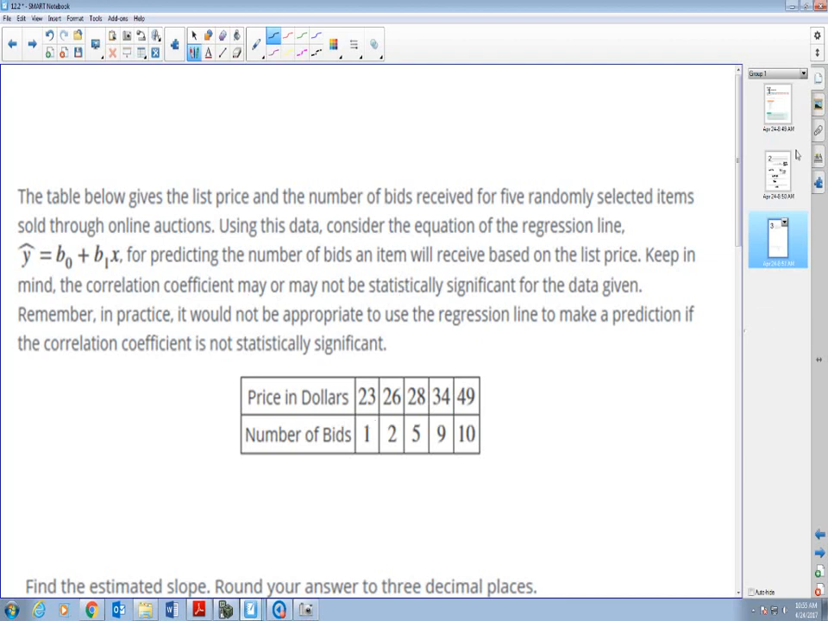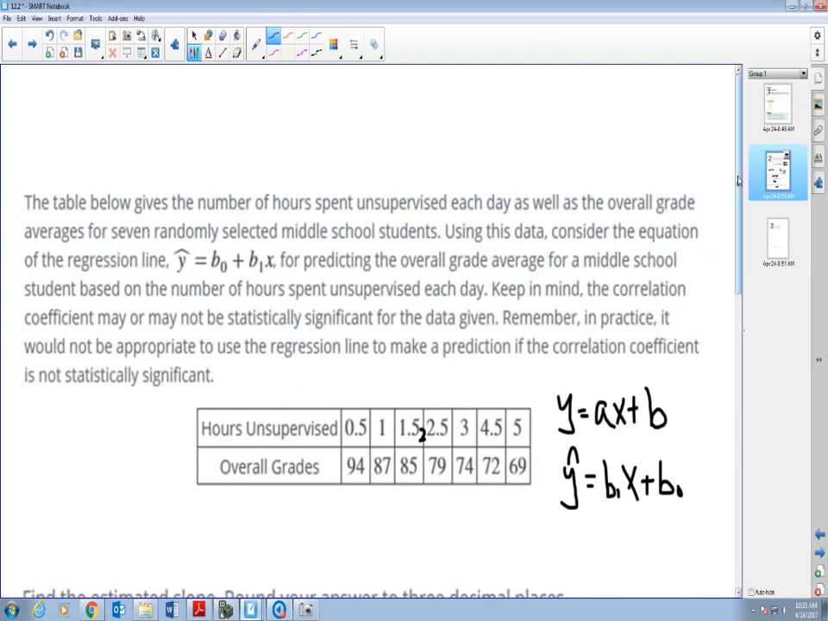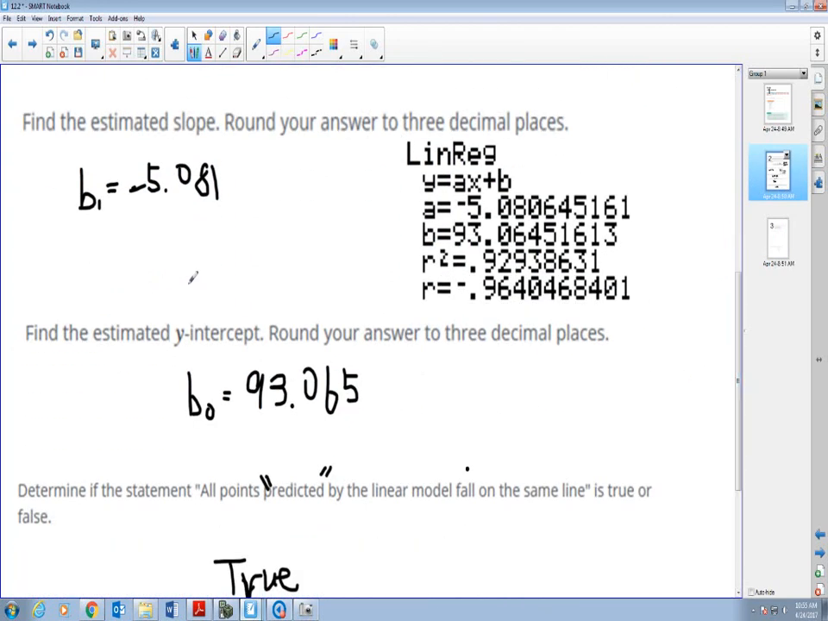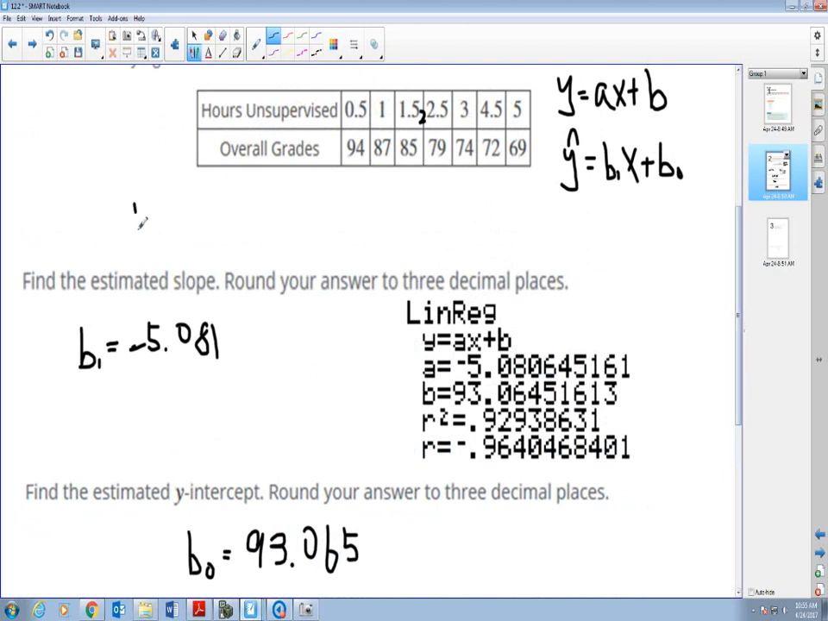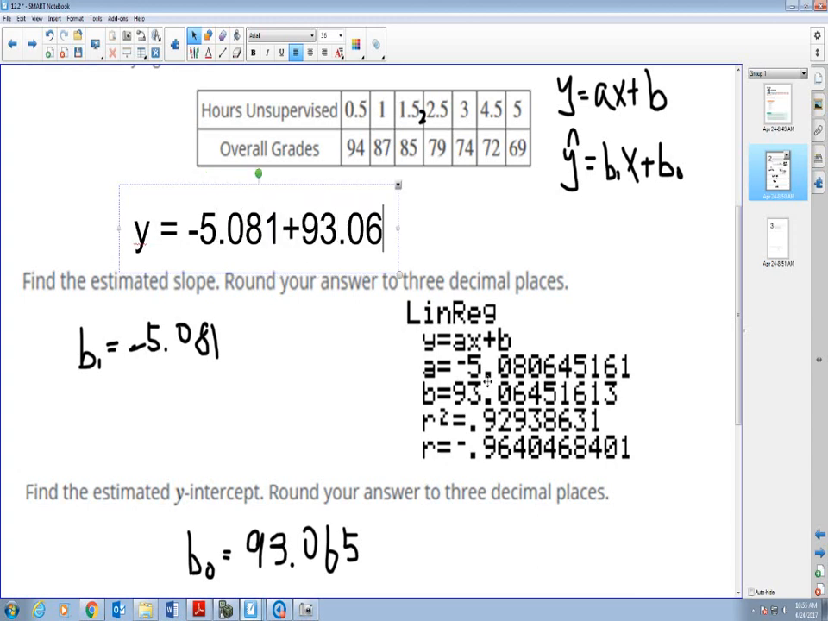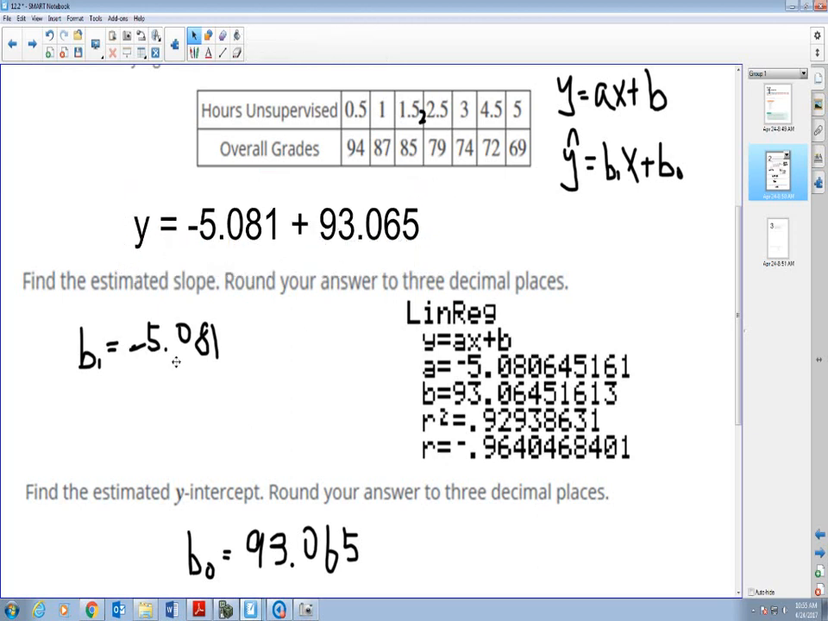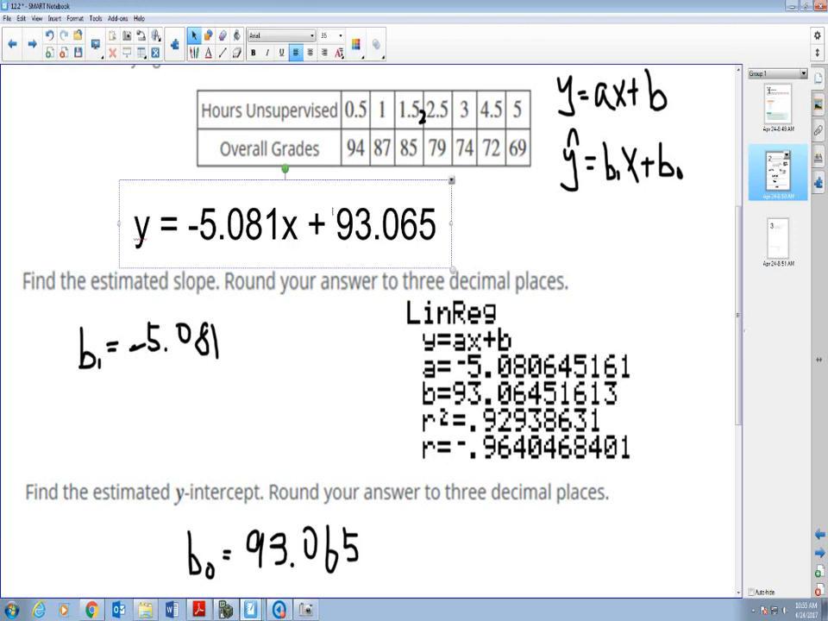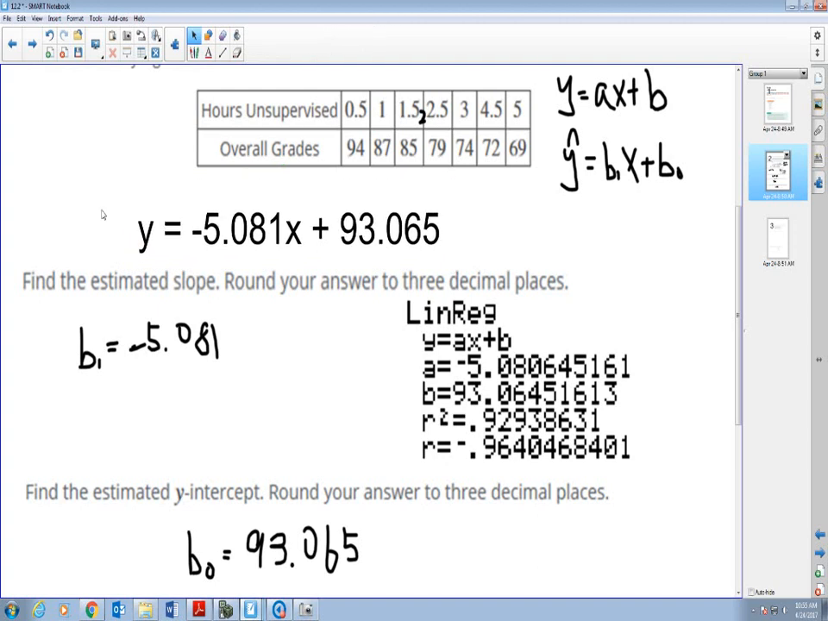Oh, by the way, what is my regression? What is my model? I'm going to type it. My actual model is going to be y equals my slope, using 3 decimal places, negative 5.081 x plus 93.065. So that's what my model will look like. If you put the beta 1 and beta 0 together, oh, I forgot the x right there. This is what my linear model is, that I use to predict anything I want to find out.